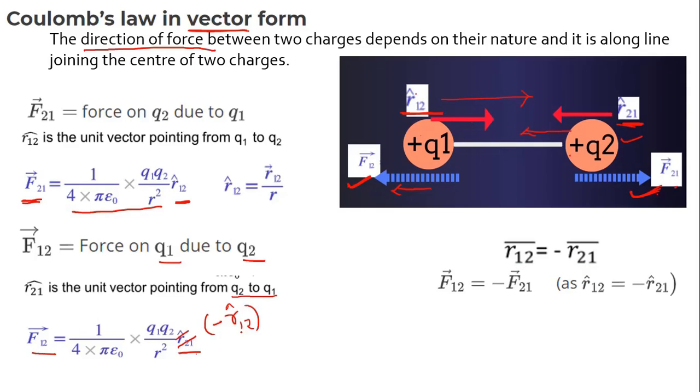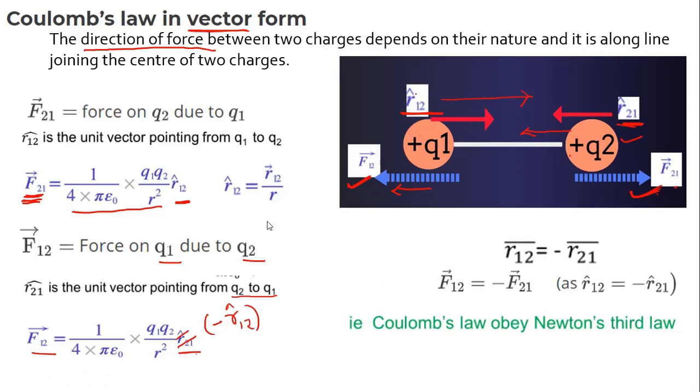Now here we have R12, which gives the formula for F21. So F12 is equal to the negative of F21, that is, the force on the second charge due to the first charge. This is how we have derived Coulomb's law in vector form. I have given all the necessary steps to write this derivation, so please go for it.